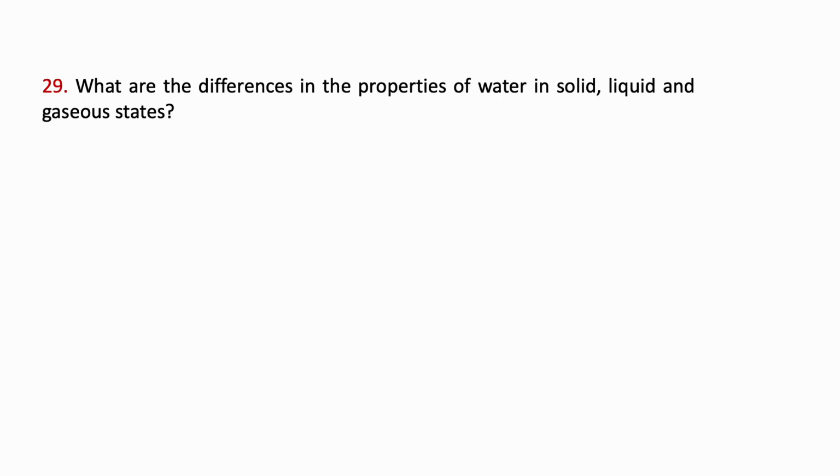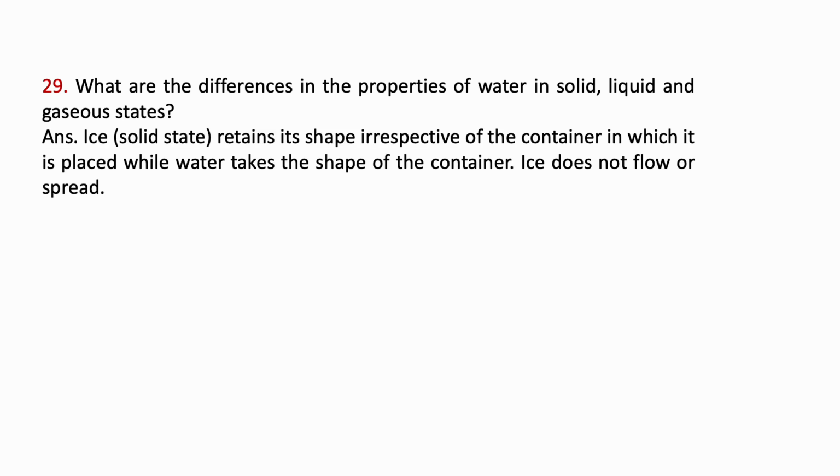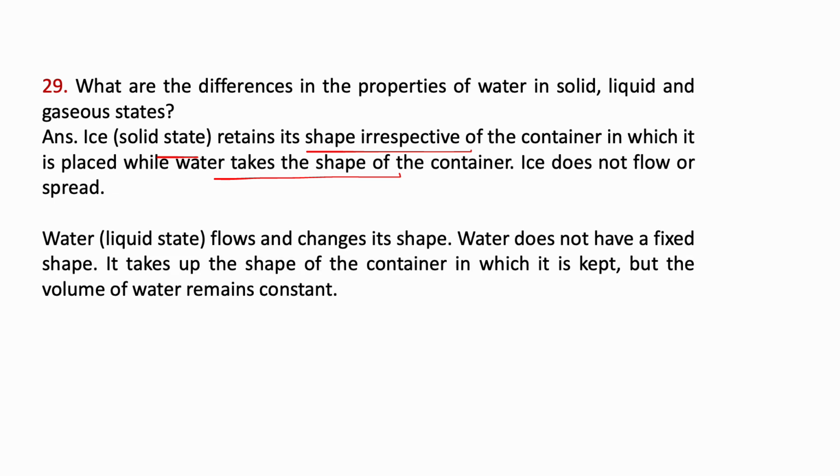What are the differences in the properties of water in solid, liquid and gaseous states? Ice is a solid state. It retains its shape irrespective of the container in which it is placed, while water takes the shape of the container. Ice does not flow or spread. Then water, that is liquid state, flows and changes its shape. Water does not have a fixed shape. It takes up the shape of the container in which it is kept, but the volume of water remains constant.